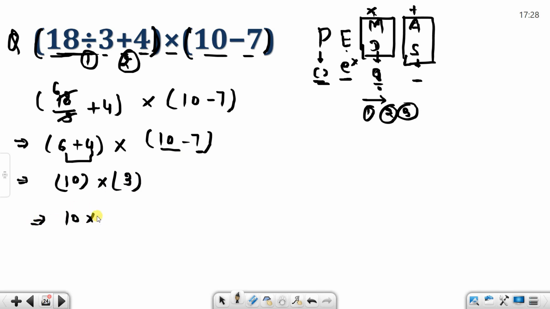Now let's solve further. 10 times 3 is 30. This is the right answer.